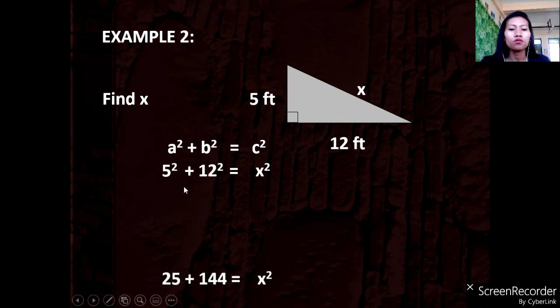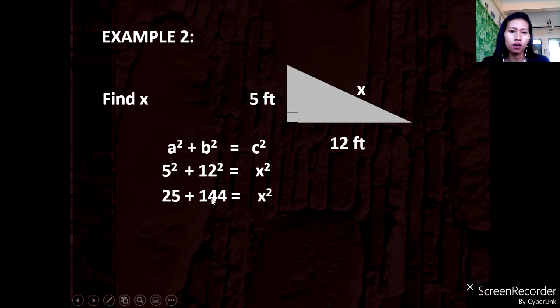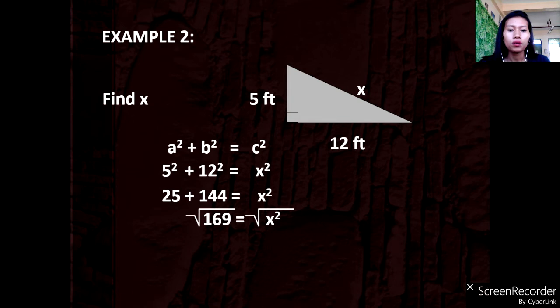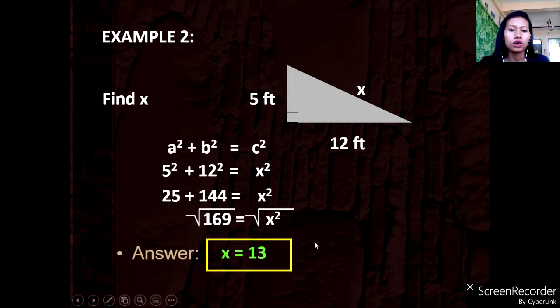So get the square of the two legs. 5 square is 25 and 12 square is 144. Okay, so add 25 plus 144 is 169. So to get the value of x, let us square root both sides, 169 and then x squared. So we will get x is equal to 13 because the square root of 169 is 13. So meaning to say that the missing side is equal to 13 feet.